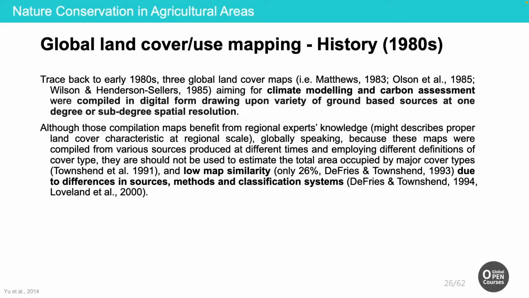The global land cover land use mapping can be traced back to the 1980s. At that time, it was aiming for climate modeling and carbon assessment. But those maps were compiled from different digital forms of drawing. It's not from a remote sensing based method, so the spatial resolution is quite coarse and they also have low map similarity due to differences in source, in methods, and also in classification systems.